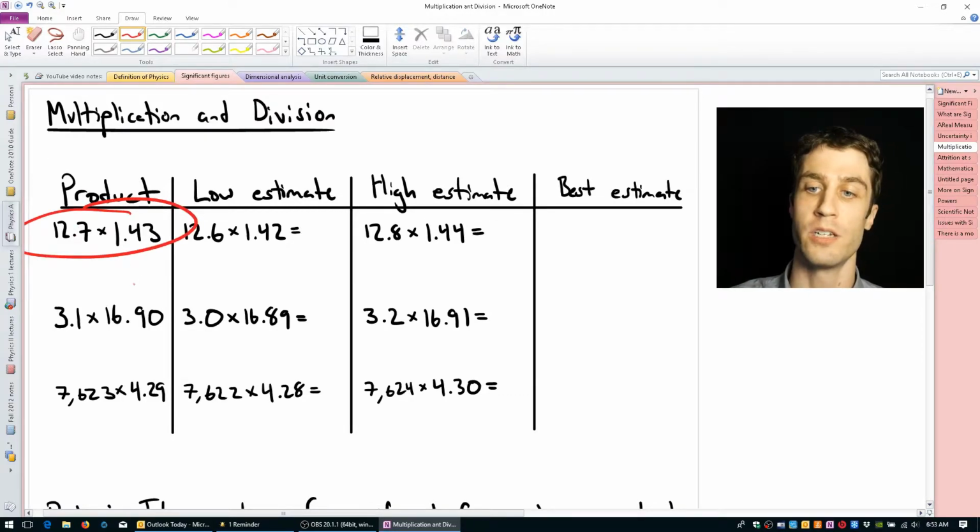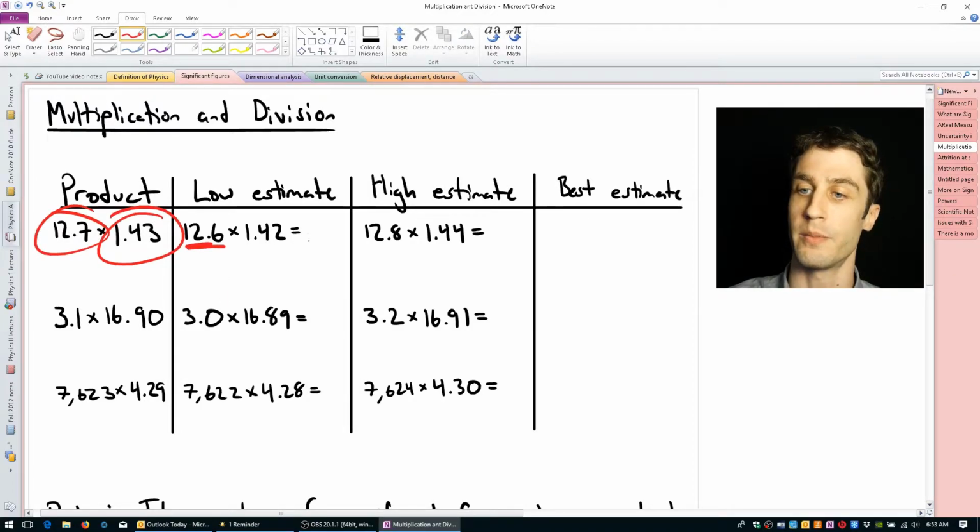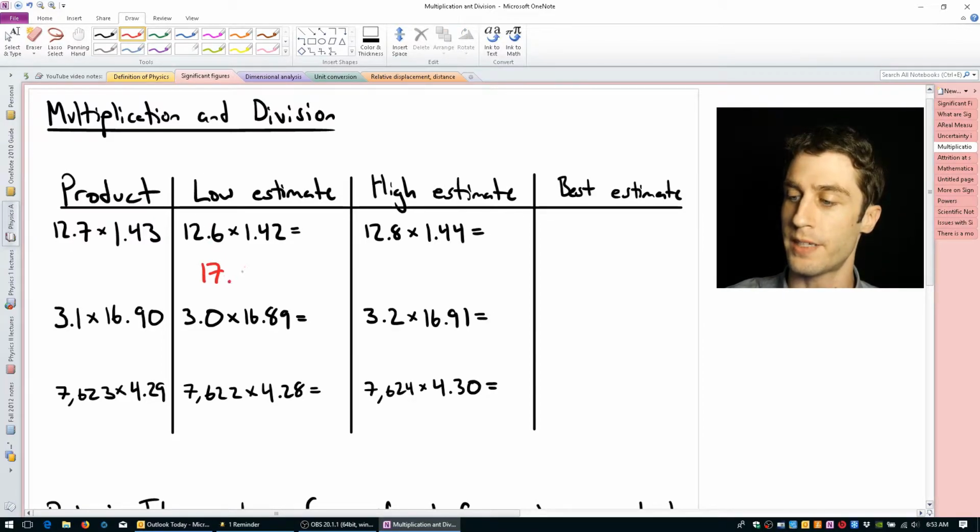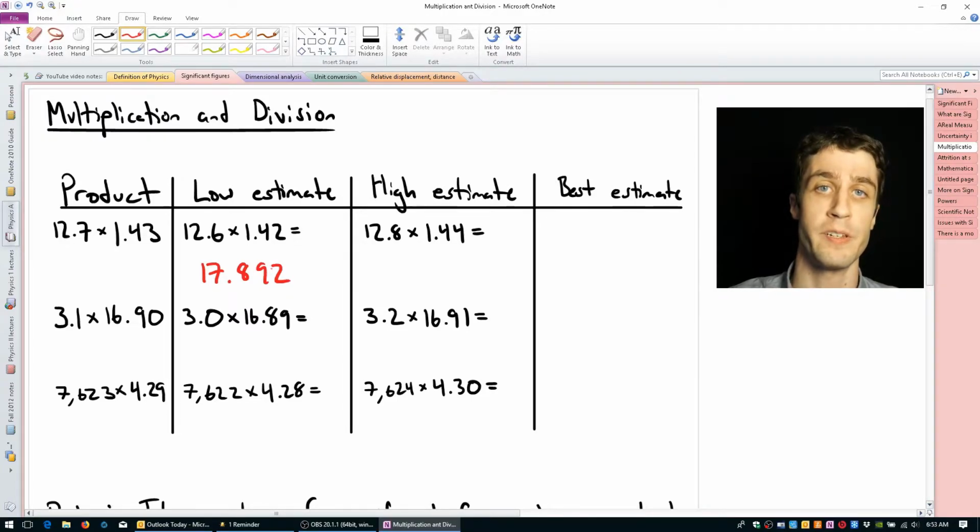Let's consider multiplying 12.7 and 1.43. Each of those numbers has 3 significant figures. And I said that we assume that there's an uncertainty of plus or minus 1 in the last digit. And so the smallest that this measurement could be is 12.6, and the smallest that this measurement could be is 1.42. And so the smallest value that this could reasonably take on is about 17.892. Okay, so I'm going to report that out to 5 digits. So plug that in on your calculator. Be sure to verify that I've done this math correctly.